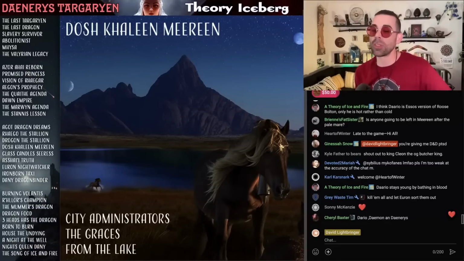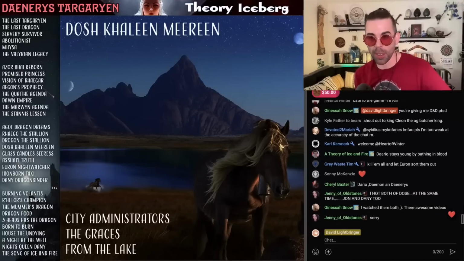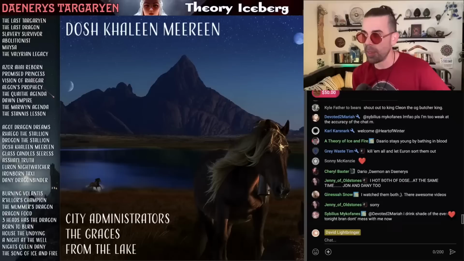So, as you can see from the slide up here, I think the solution will be that Dany will lead the Dosh Khaleen out of Vaes Dothrak and to Slaver's Bay, and that they will have a large part to play helping create a new, more stable situation for everyone. Now, the Dosh Khaleen, think about the skills that they have. They are city administrators. That's what they do. The only city is Vaes Dothrak.